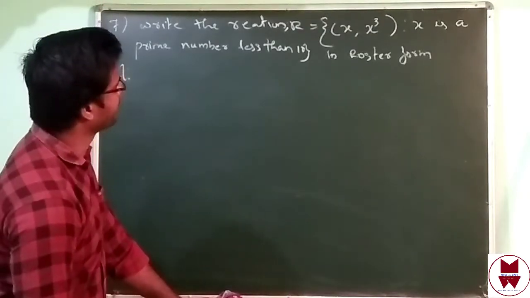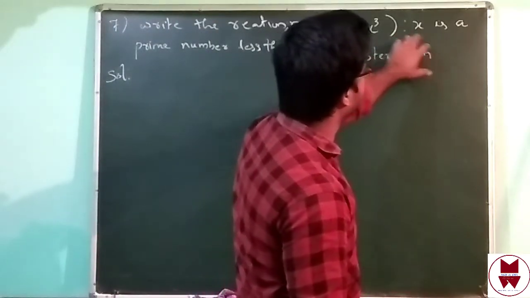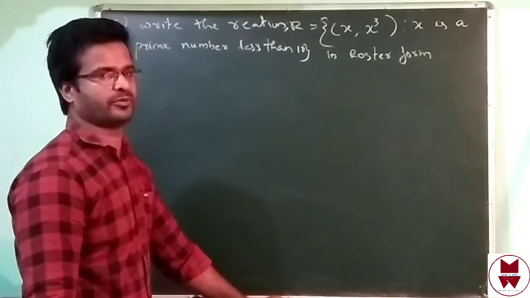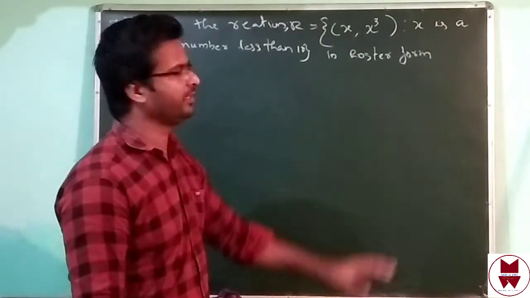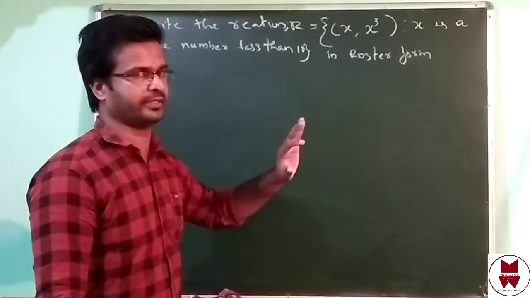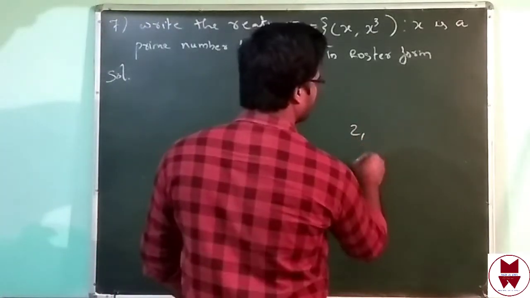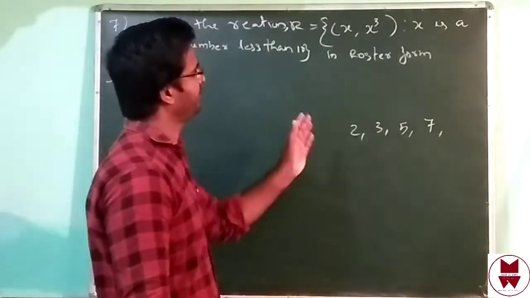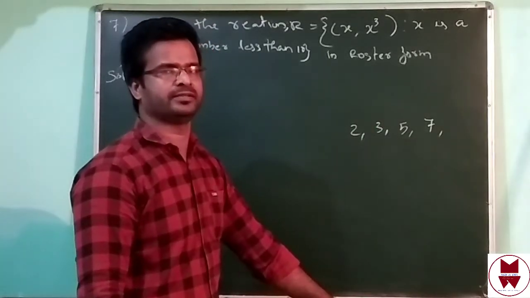Question number 7 is: write the relation R equals the set {(x, x cube)} such that x is a prime number less than 10 in roster form. We have to write this given set builder form as a roster form. The condition is x is a prime number less than 10. Which numbers are known as prime numbers? 2, then 3, 5, 7. We need only those less than 10, and these are the prime numbers.